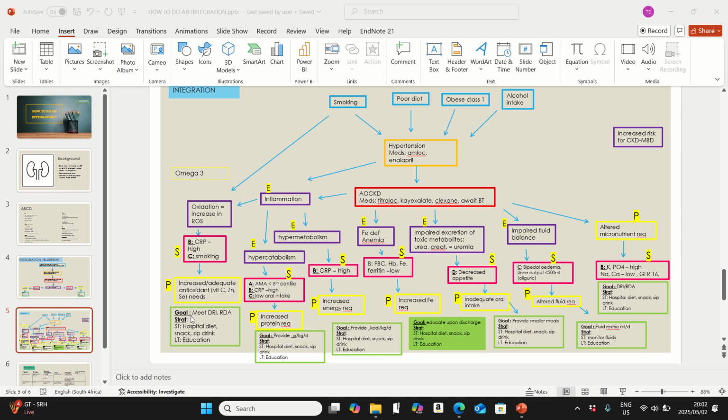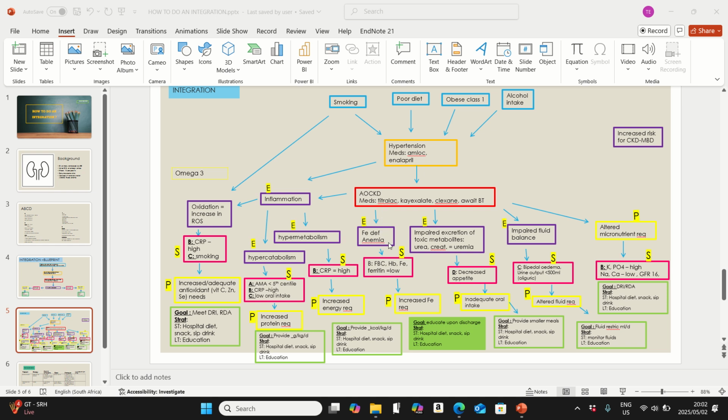So the goal is to meet the DRI or RDA requirements. Remember, your vitamin C requirements or recommendation for smokers is higher compared to non-smokers, so just be mindful of that. And then including your strategies. So short term, long term again.